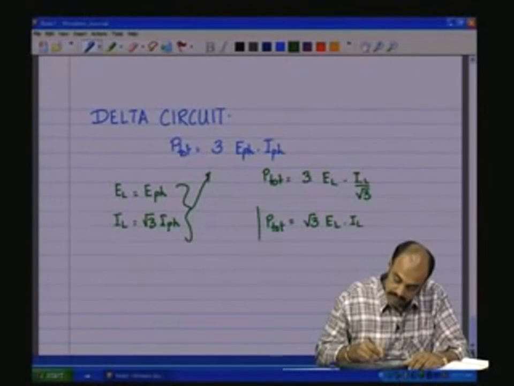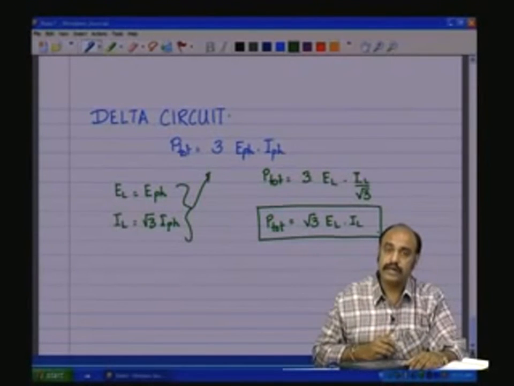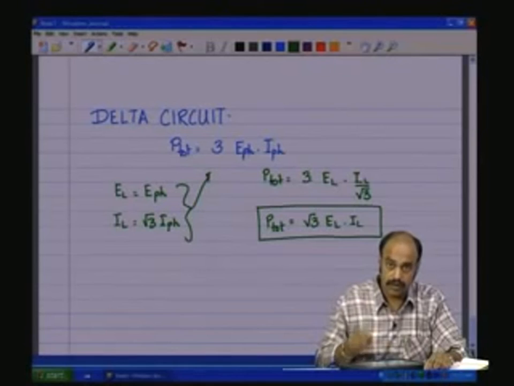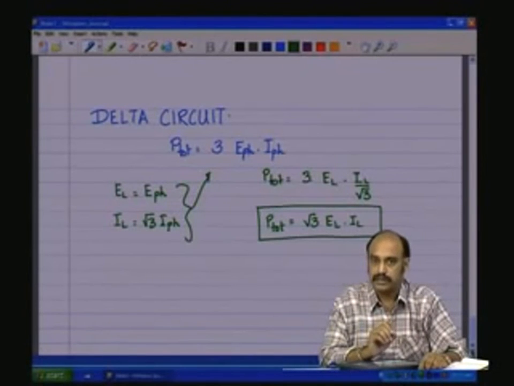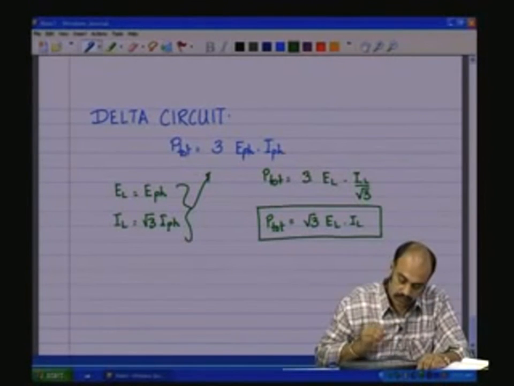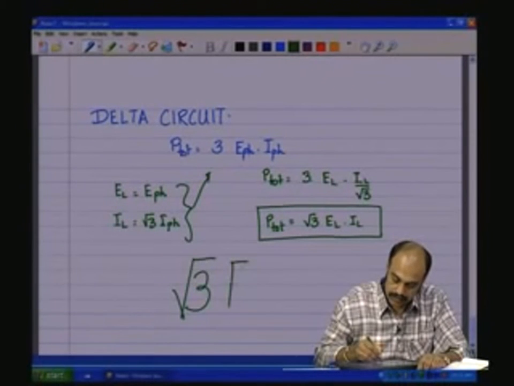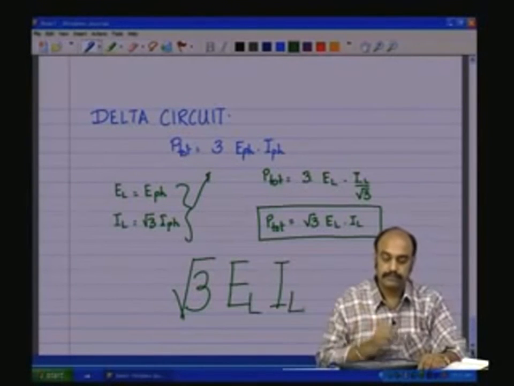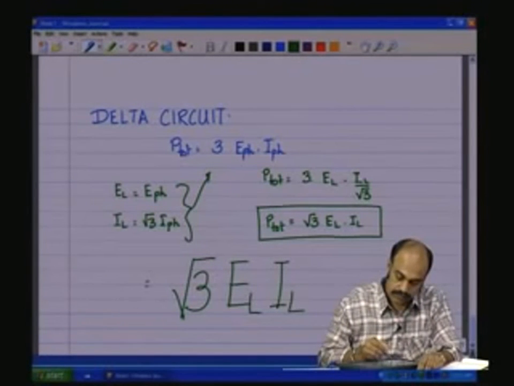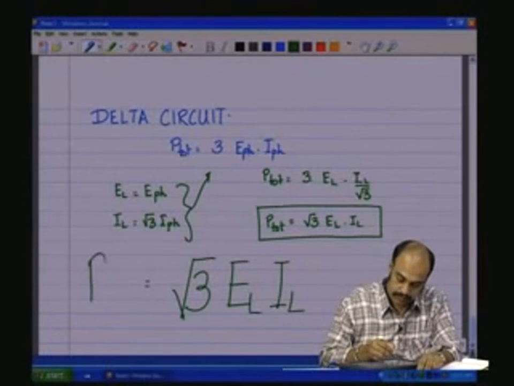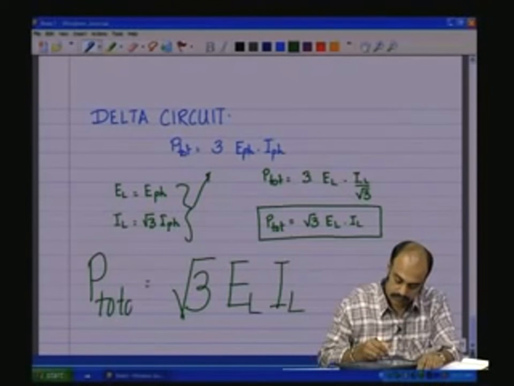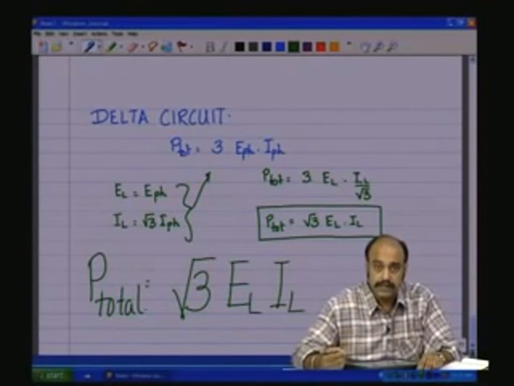So, whatever may be the type of connection, whether star or delta in a 3 phase circuit, if you are using the line parameters, line voltage, line currents, the total power is always given by root 3 E line I line. This will be the total power P total of a 3 phase circuit.